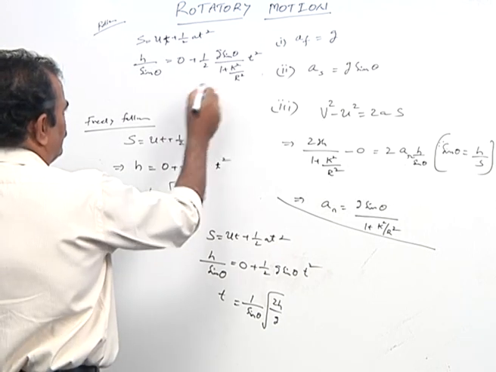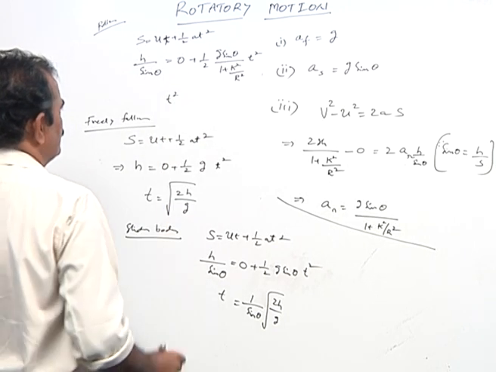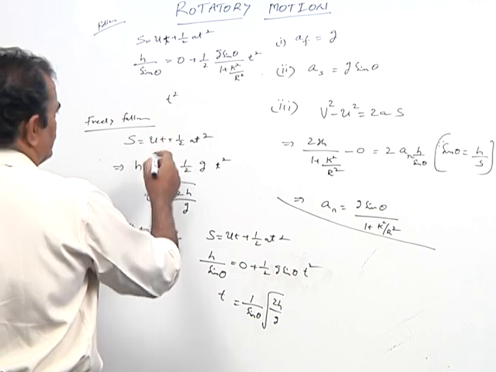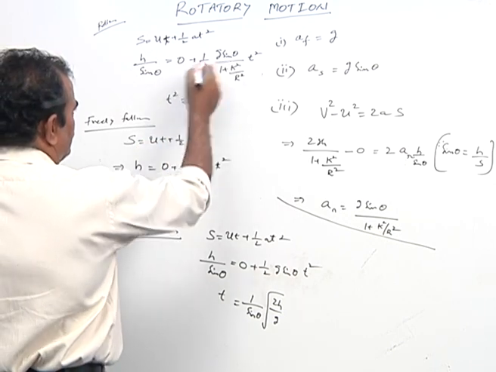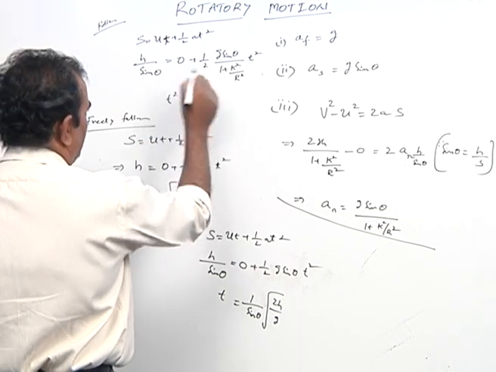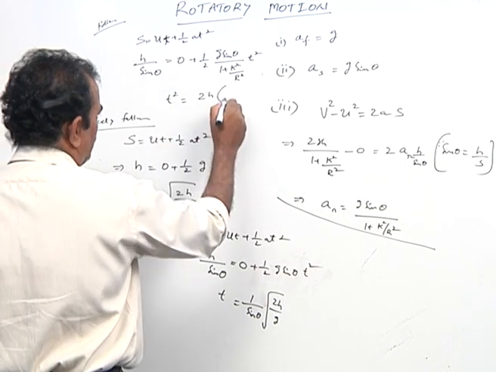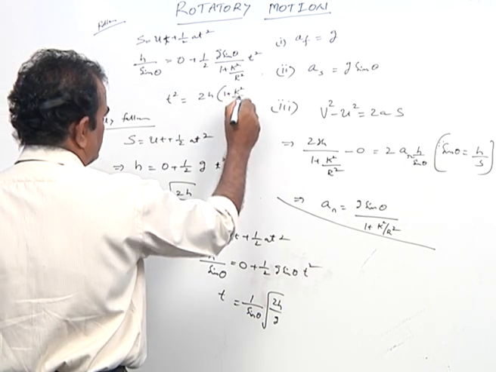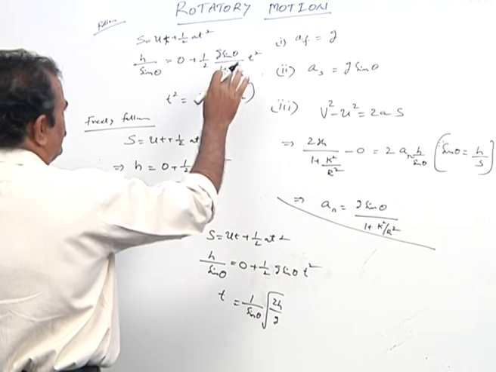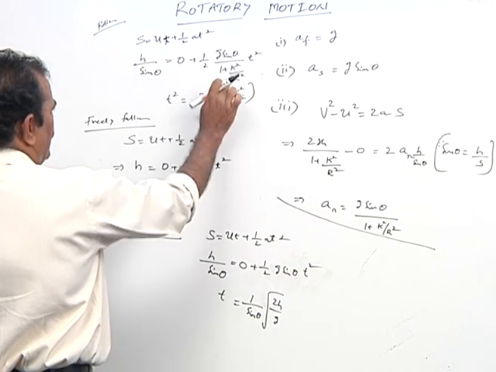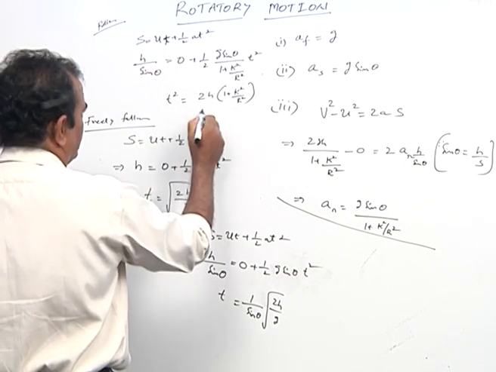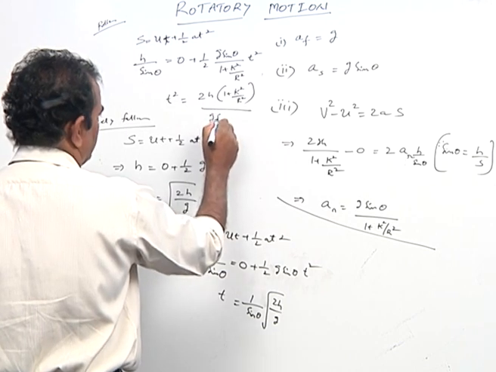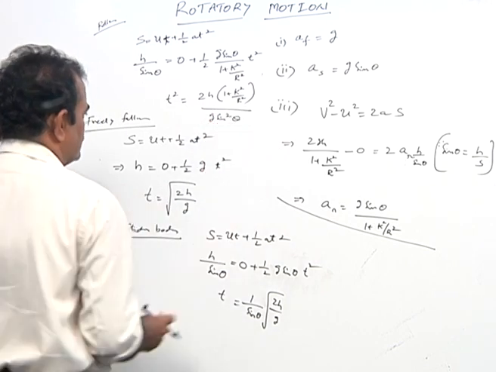And from that, when you are taking that t square, first of all g sin square theta is there, so t square is 2h, and after cross multiplication it is 1 plus k square by r square, and again 2h and 1 plus k square by r square, divided by g sin square theta.